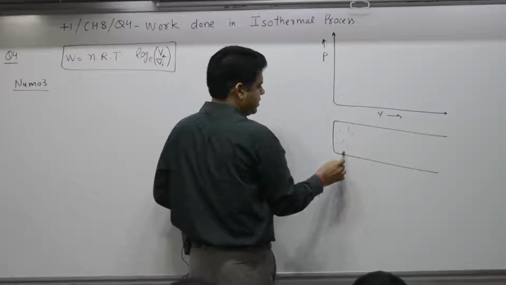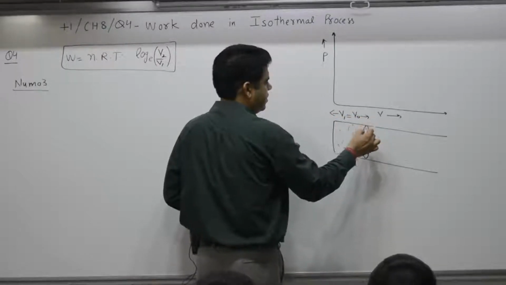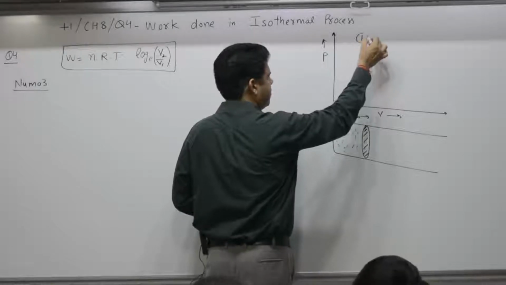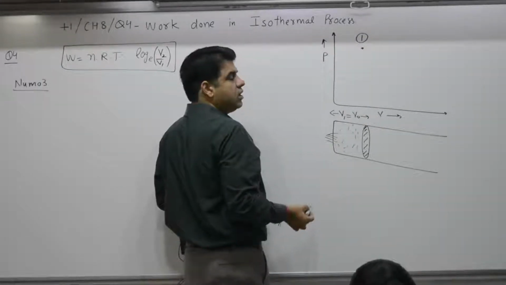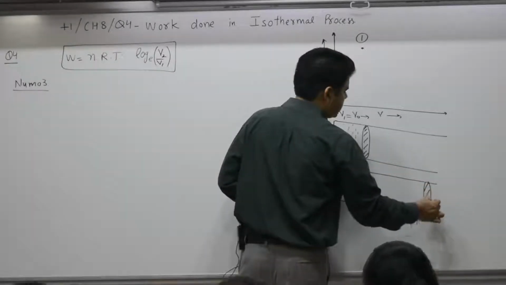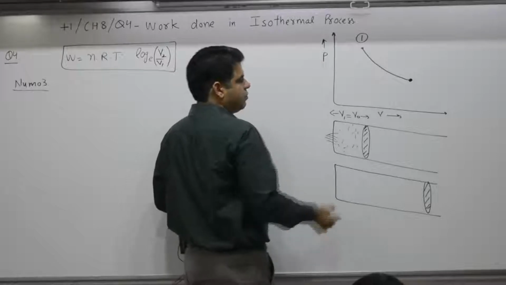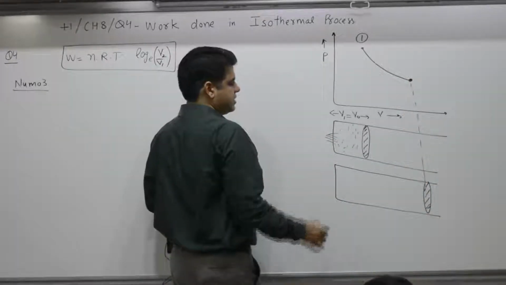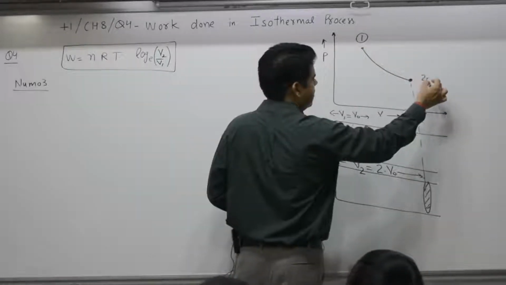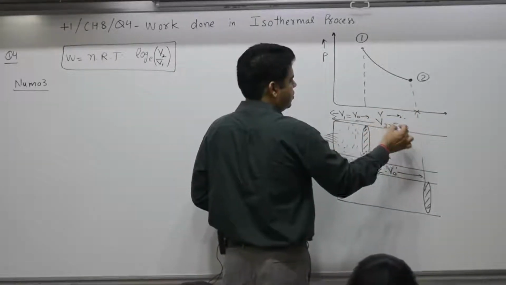You take some gas, original volume V1, say it is equal to V naught. This is the original position 1. You heat it, how? Isothermally. Expansion will take place and the process is isothermal, such that the final volume V2 is 2 times V naught, the original value. This is volume V1, this is volume V2, and V2 is 2 times V naught.